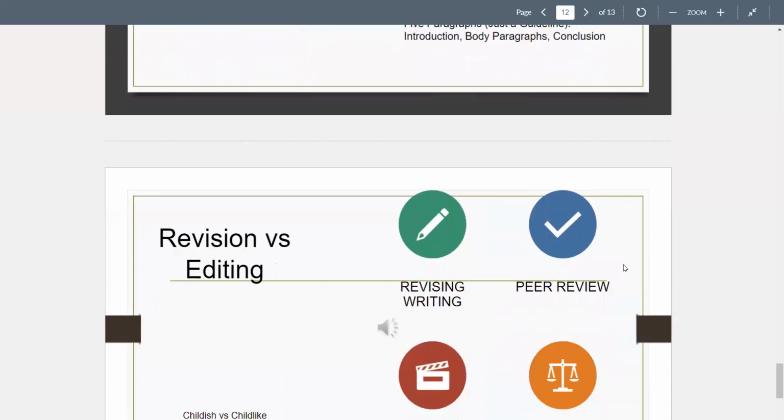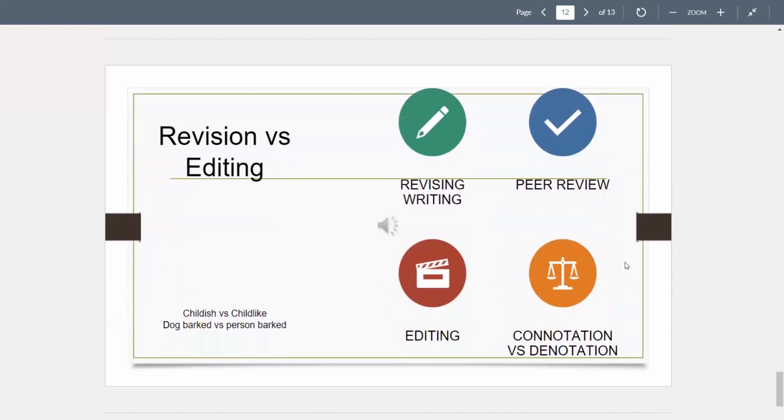The last part, once we've done our drafting stage, this is when we get to our revision and editing stage. So this is where we really need to focus, in the revision stage at least, on making sure that everything is there that needs to be there.